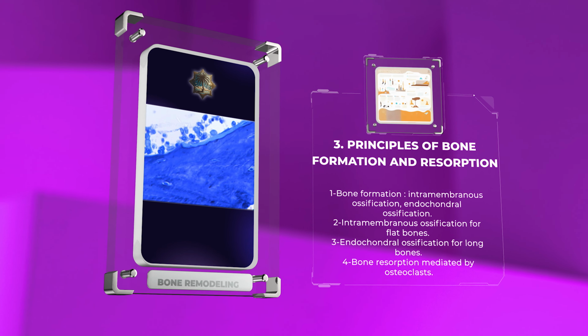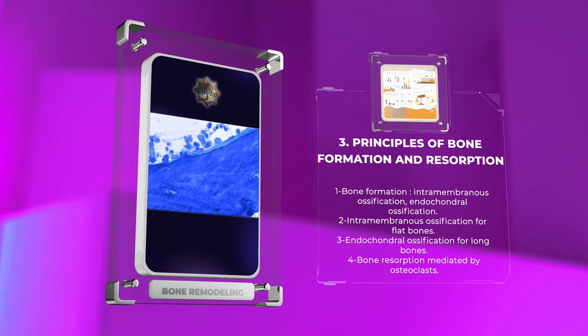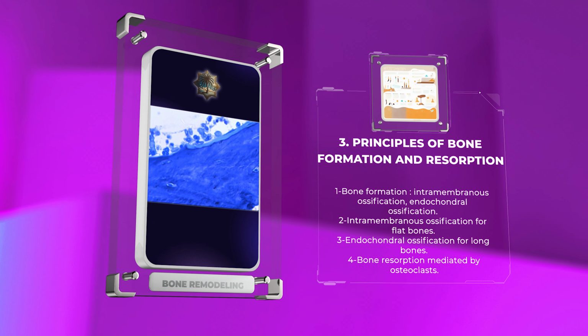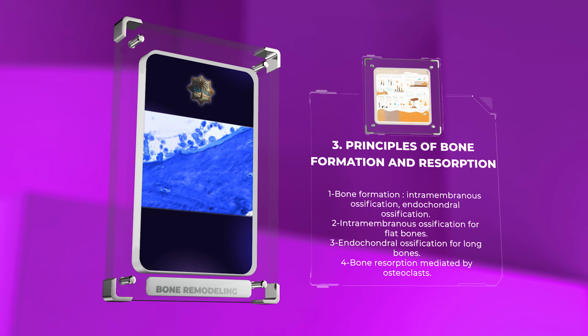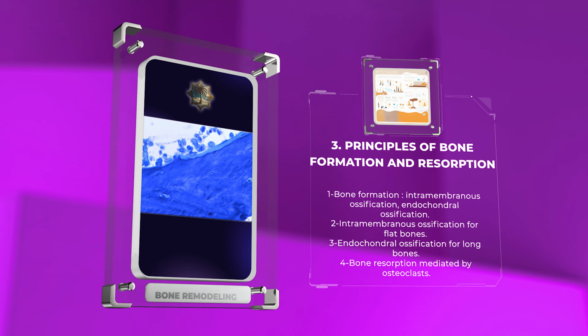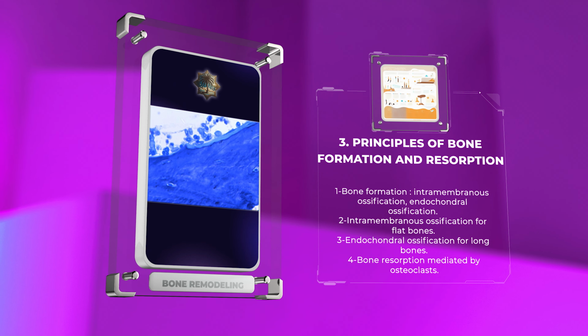Endochondral ossification, on the other hand, involves the replacement of a pre-existing cartilage template with bone tissue. Initially, a hyaline cartilage model forms, which is gradually replaced by bone through coordinated activity between chondrocytes and osteoblasts. Endochondral ossification is responsible for the formation of most long bones in the body.